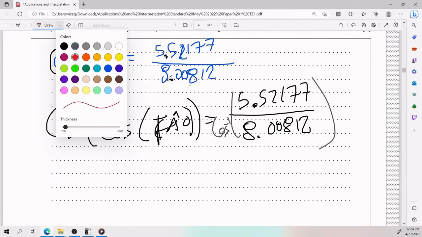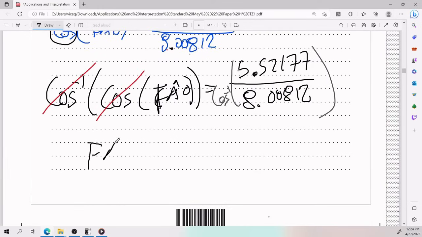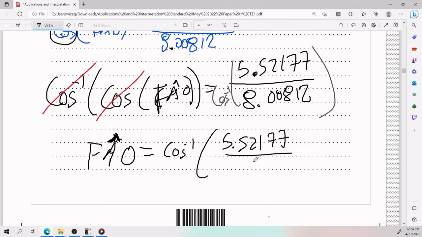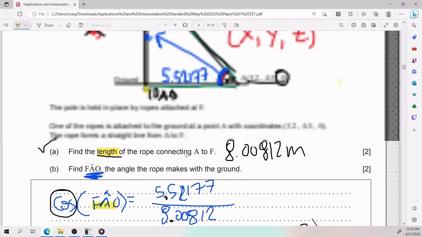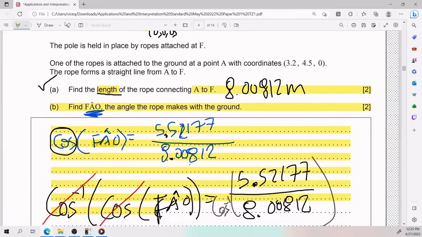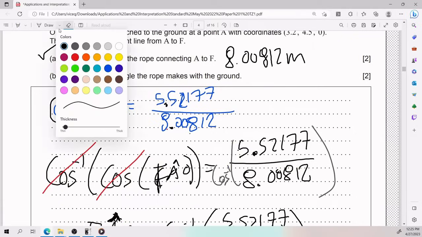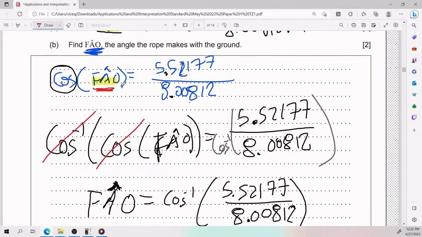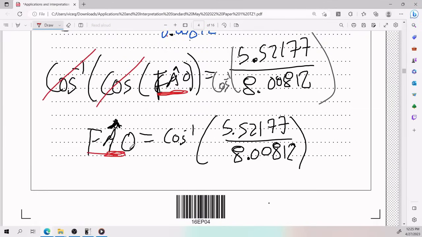What does cosine inverse do? It makes this guy and this guy go away, and I end up with only angle FAO being equal to cosine inverse of this whole thing. So what the cosine inverse does is that when it is next to a cosine, it deletes that cosine, and you end up with only what's inside. Notice that my angle FAO never left the scene. Cosine inverse does not affect what's inside, okay? FAO stayed there the whole time.